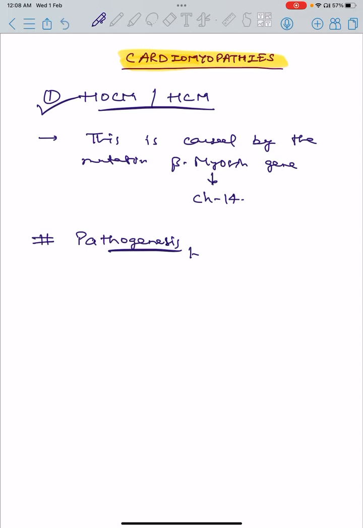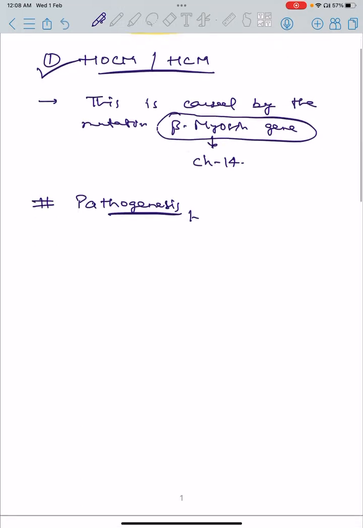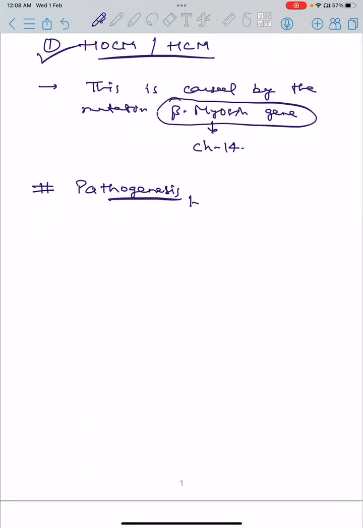hypertrophic obstructive cardiomyopathy, or hypertrophic cardiomyopathy. This is caused by a mutation in the myosin gene, which is present on chromosome number 14, which causes a decrease in the volume of the left ventricle. Let's have a look at the pathogenesis.